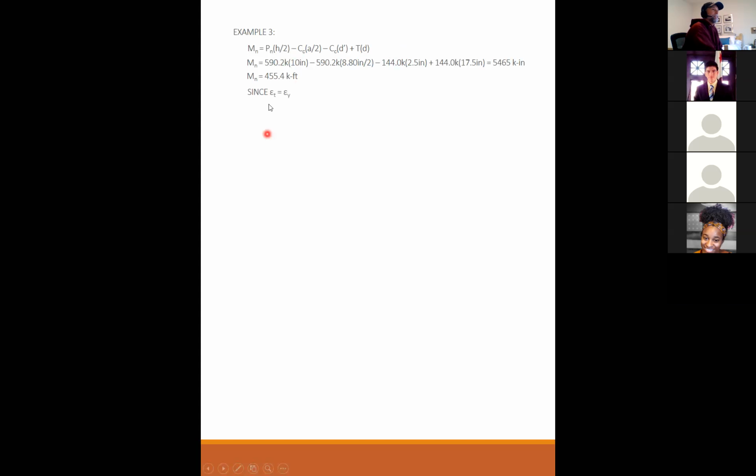Since epsilon t is equal to epsilon y, then phi is still 0.65. Remember, epsilon t has to be greater than 0.004 before phi even starts coming up at all. So phi PN is 0.65 PN, 0.65 times 590 is 384. Phi MN is 0.65 MN, 296. Okay, so that was point C. Any questions on point C?